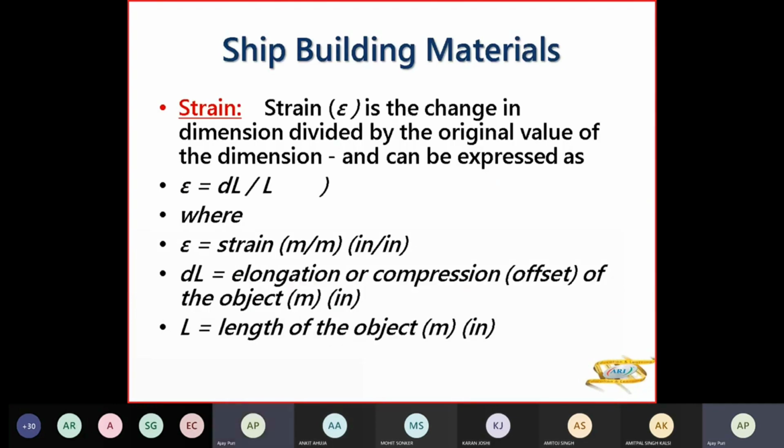Now we come to what is strain. Strain, or epsilon, is the change in dimension divided by the original value, that is dL by L. Strain is dimensionless because when you divide meter by meter or inch by inch, you will have no dimension. It's a ratio. dL is an elongation or compression of the object in meters, inches or centimeters, and L is the original length of the object. So when you cut meter by meter, inch by inch or centimeter by centimeter, it will not have any dimension.